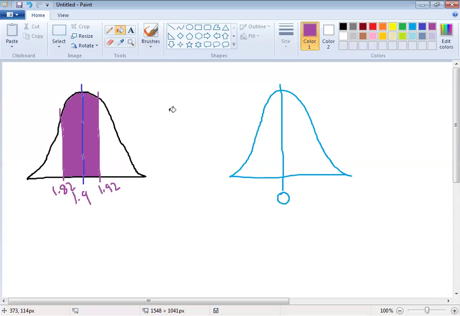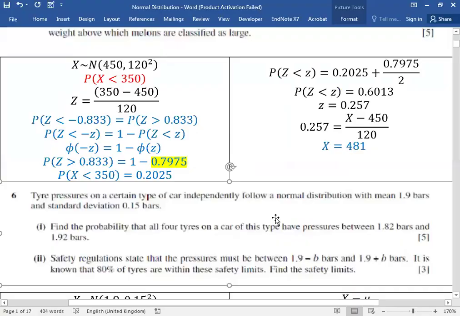Think of a tree. First find the probability for one tire. Let's find this probability first. Find the probability that a tire has a pressure between 1.92 and 1.82 bars. Again, you will take the help of Z, the standard normal distribution.